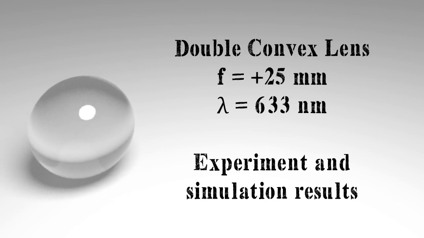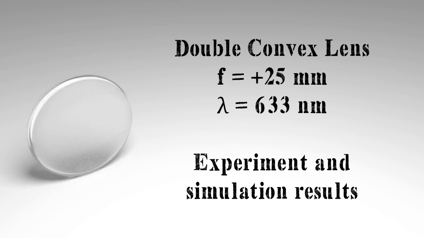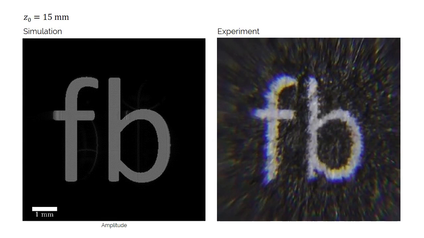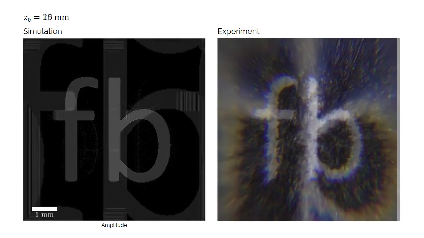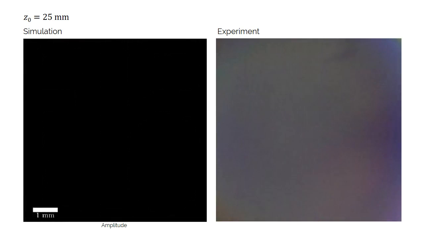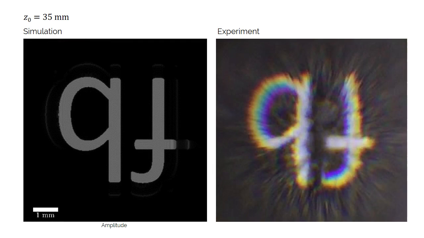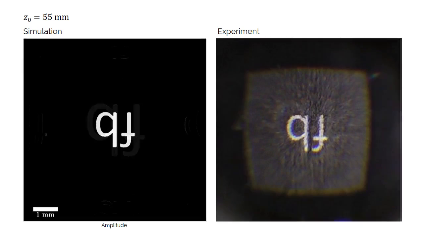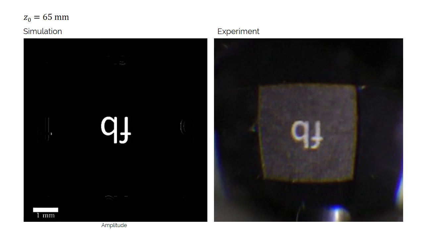Let's take a look at experiment and simulation results using a double convex lens with a focal length of positive 25 mm. At z0 equals 15 mm, the image is upright and enlarged, and enlarges further at 20 mm. This appears at the focal length, becomes inverted at 35 mm, then reduces at 45 mm but still larger than the input, reduces further at 55 mm but smaller than the input, and reduces even further at 65 mm.